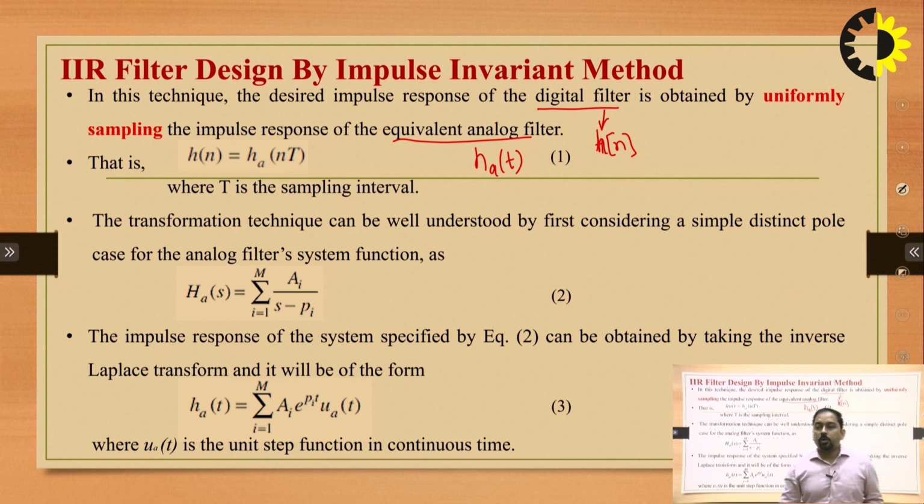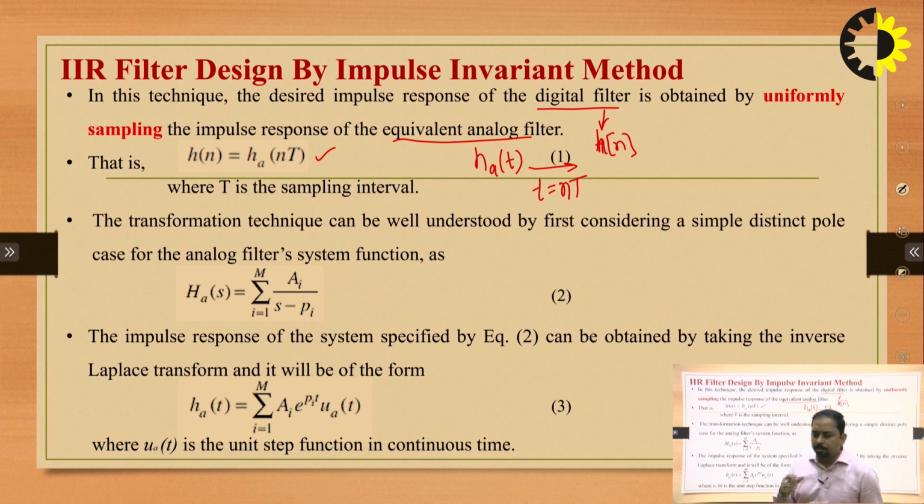filter, h_a, where a is for analog filter. So we are getting the impulse response of the digital filter by uniformly sampling the impulse response of the analog filter. This is the key point: h of n equals h_a of t, where t equals nT, and capital T is called the sampling time or the sampling interval. The transformation technique can be well understood by first considering the simple distinct pole cases.